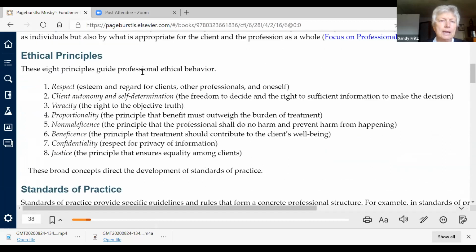So here are the 8 ethical principles, not just for massage therapy, but in general, that guide the decisions that we make: respect, autonomy, veracity, proportionality, non-malfeasance, beneficence, confidentiality, and justice. A language, again, that we have to learn so that we can speak at this level.